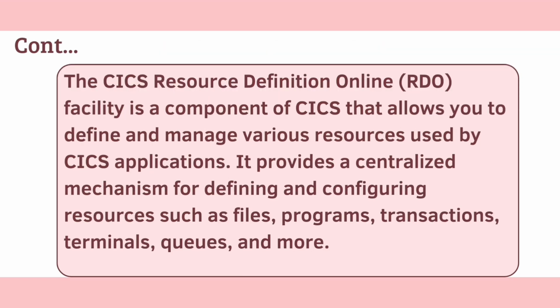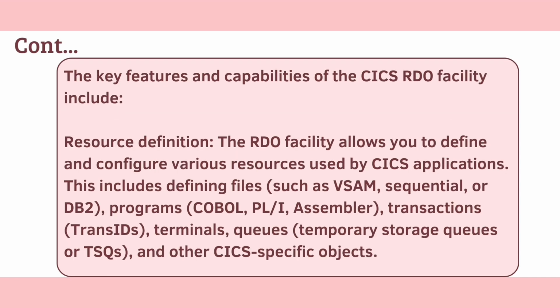The CICS Resource Definition Online, that is RDO facility, is a component of CICS that allows you to define and manage various resources used by CICS applications. It provides a centralized mechanism for defining and configuring resources such as files, programs, transactions, terminals, queues, and more. The key features and capabilities of the CICS RDO facility include: number 1.